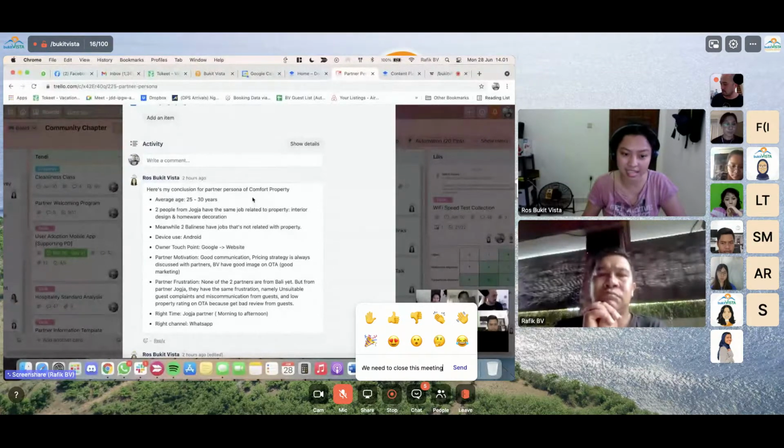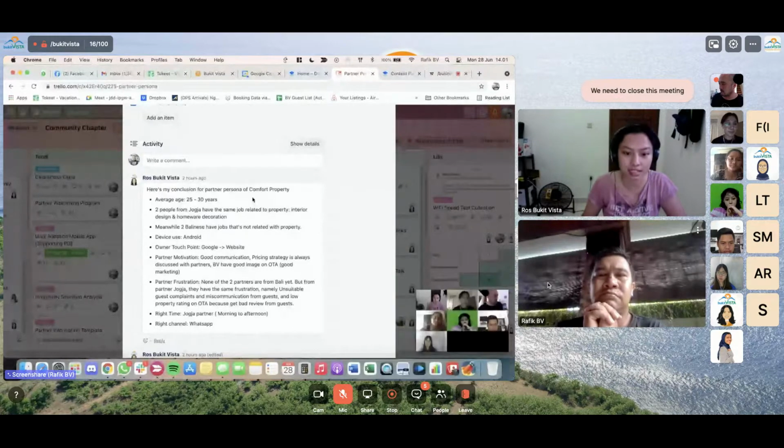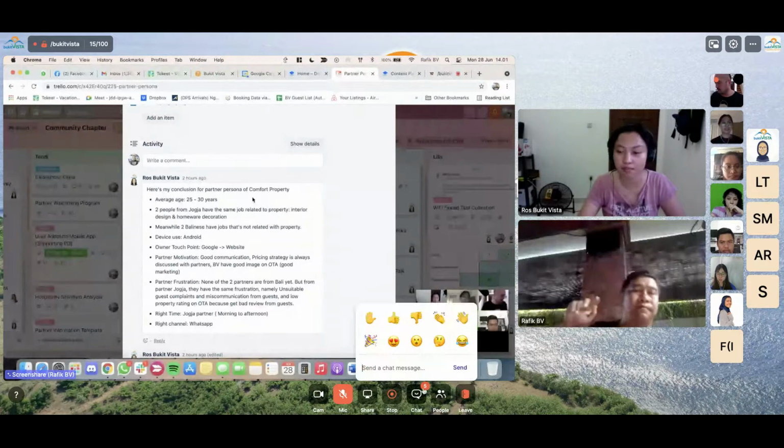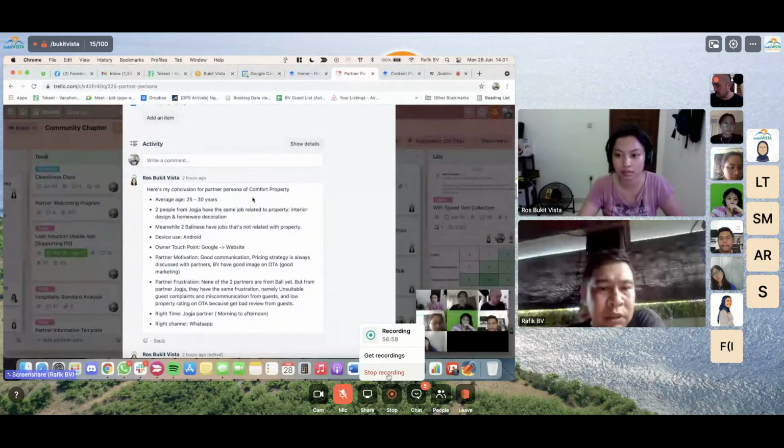About the frustration, partners from Bali didn't have any, but partners from Jogja have the same frustration: unsuitable guest complaints. Right time for Jogja partners is morning to afternoon, and also Bali too. Right channel is WhatsApp. Yeah, this is from me about comfort property persona. Okay, thank you, Ross.